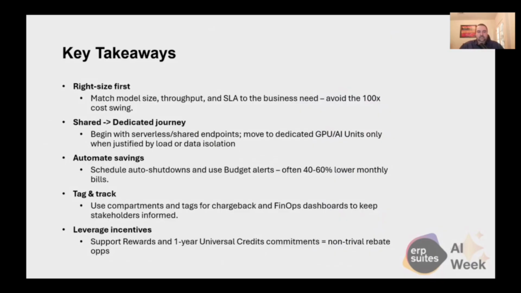Automate savings. Again, that's really key. It's not a feature that's enabled by default. You can't just go in there and click the easy button. You might have to develop a function to do that. But if you put the time in, you can see up to a 40 to 60% lower monthly bill.